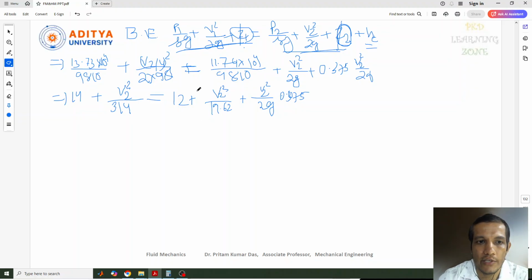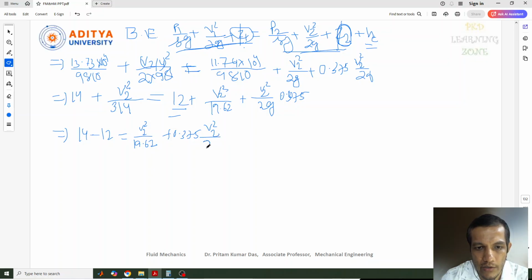Now we need to solve this equation. Let's keep all the numerical values on one side and the V2 square values on the other side. So 14 minus 12 equal to V2 square by 19.62 plus 0.375 V2 square by 2g.